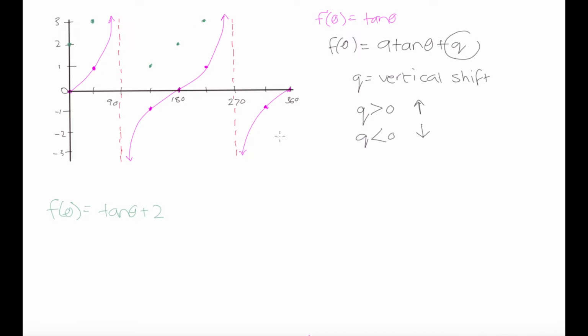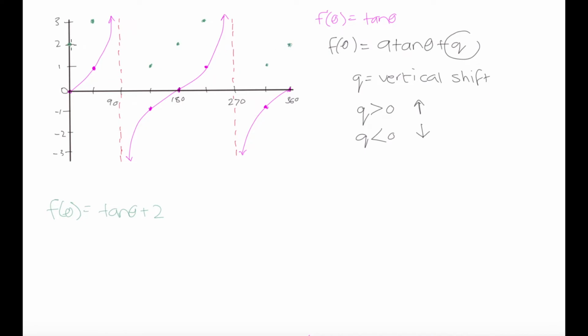And here we're going to see the same trend. So where over here it was -1, now it's going to be -1 plus 2, which is going to be 1. So this is going to be a point at 1. And here where we had a value of 0, now we're going to have a value of 0 plus 2, which is 2. So our point is going to be at 2 over here.